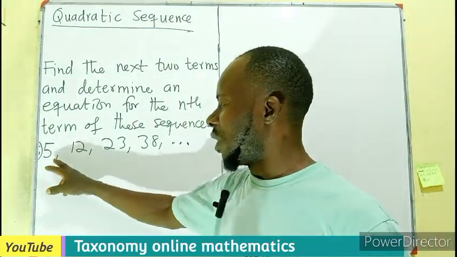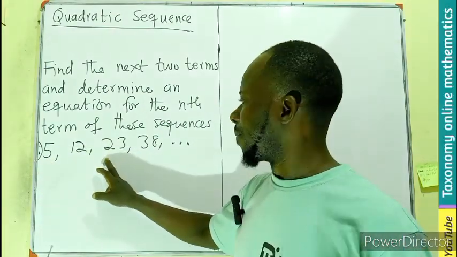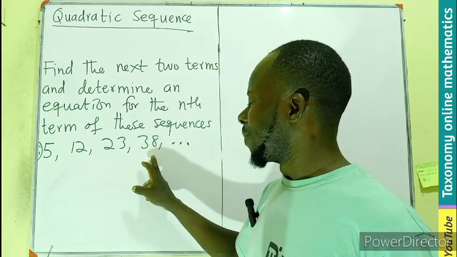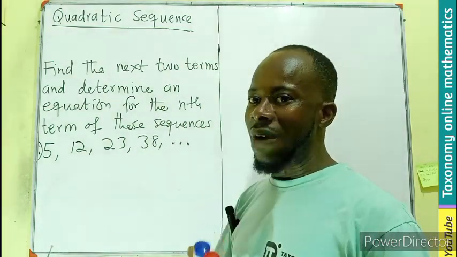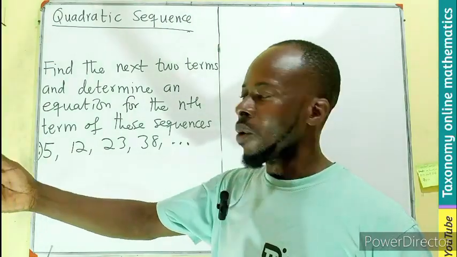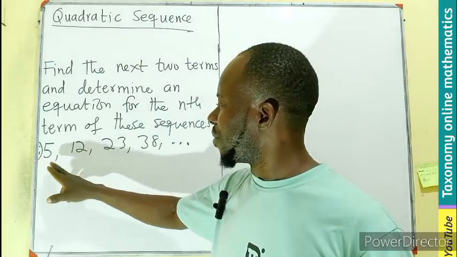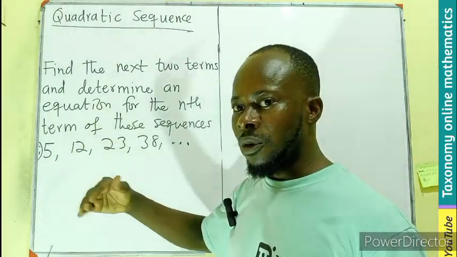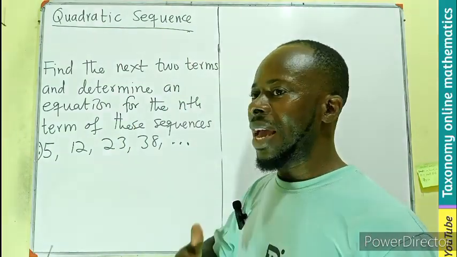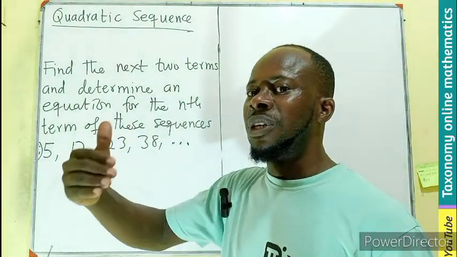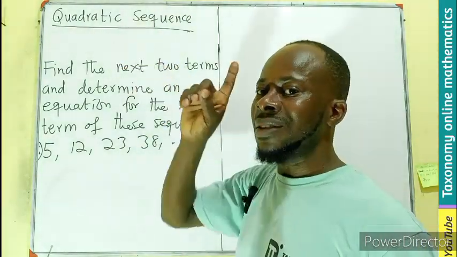So the difference between 12 and 5 will be 7. The difference here will be 11. The difference here will be 15. So you can see we are not having a common difference. What about the common ratio? 12 divided by 5 will not remain the same, and 23 divided by 12 will also not remain the same. So GP is out of the way. So we need to find the successive difference between the terms, to see whether we can generate a quadratic sequence.